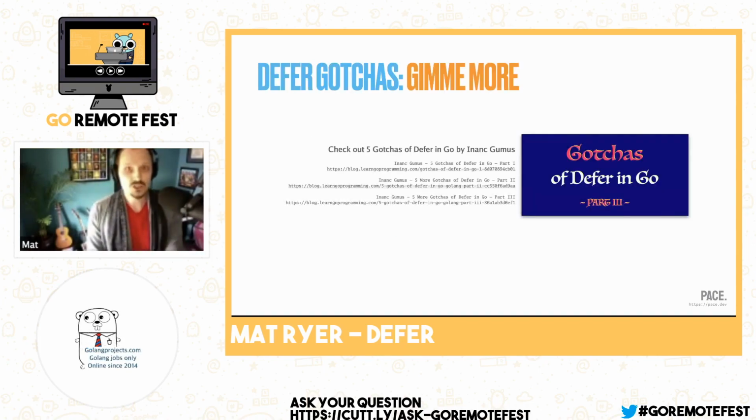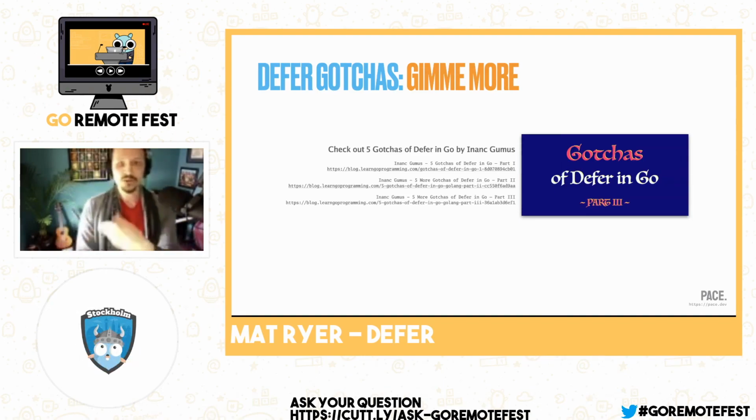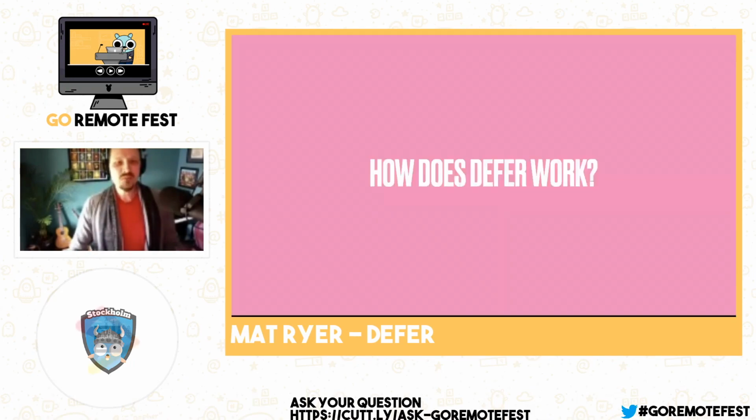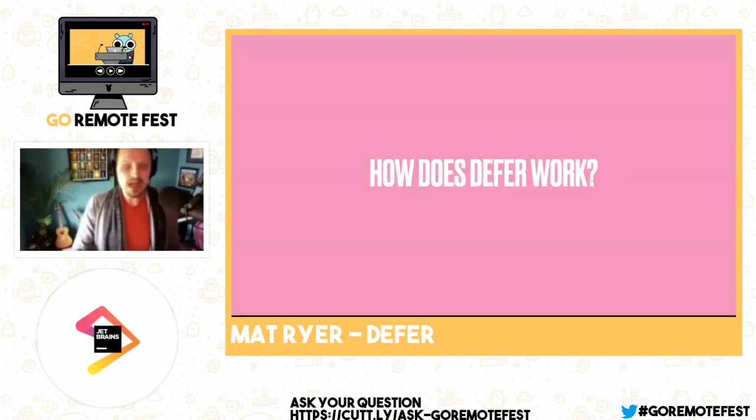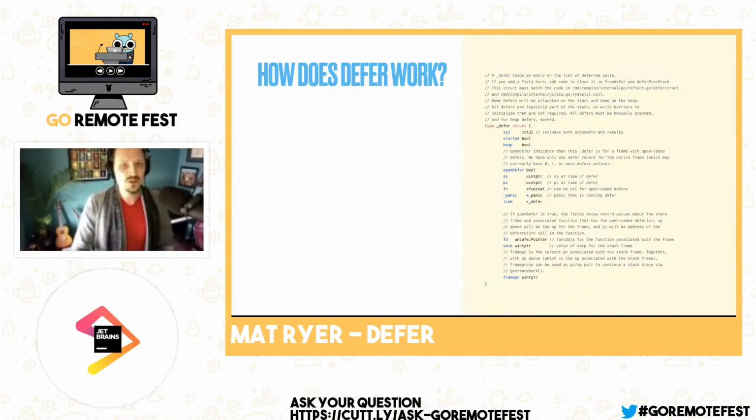There are a lot more gotchas in defer, and some of them are very specific to certain types, but there's a great series. So check out these by Inanc Gumus, who wrote a great series on defers and gotchas. It's awesome. So how does defer actually work? Well, since Go is open source, I went and had a little poke around, and I found this. This is a defer struct.